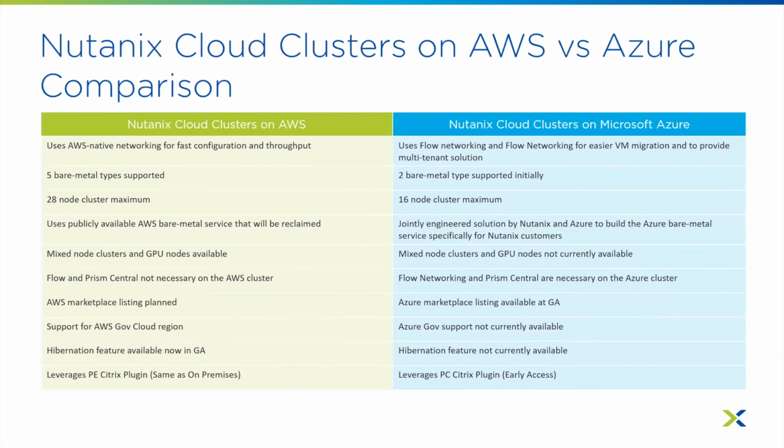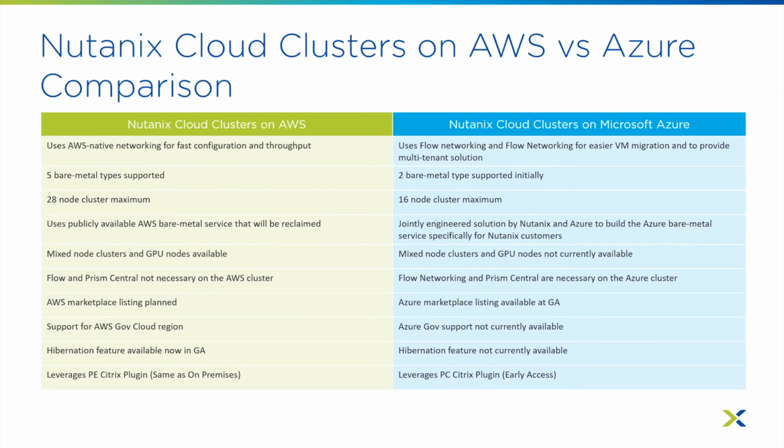The main thing here is that you have to have Prism Central and Flow in Azure. AWS is optional. You have more flexibility on hardware in Azure. In AWS, we have 2 nodes today. Your cluster maximum is a little bit larger today in AWS. Again, it was smaller and then increased over time.